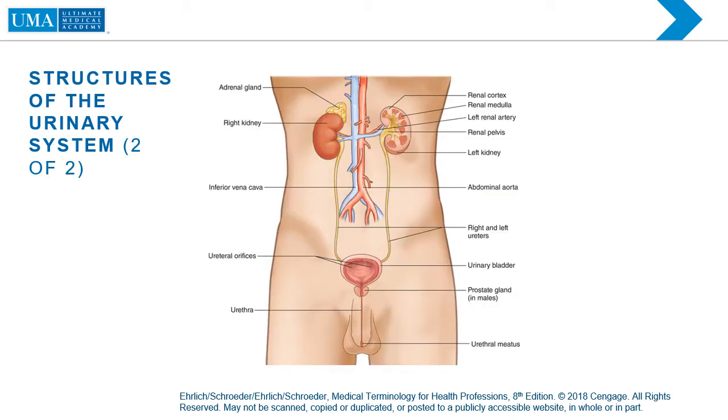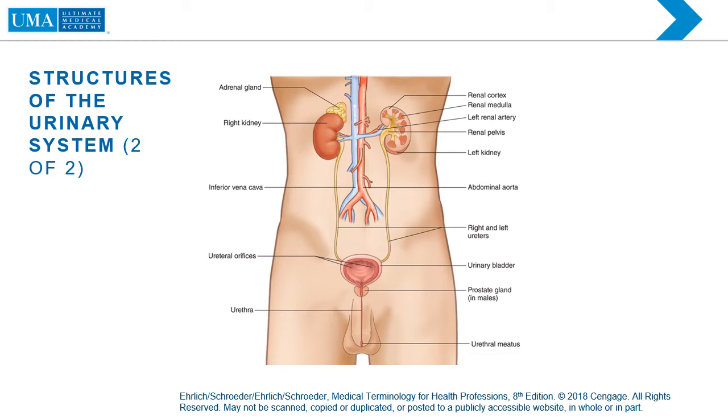Here we have the urinary system. This is also referred to as the urinary tract, and it consists of 2 kidneys, 2 ureters, 1 bladder, and 1 urethra. Note, the adrenal glands, which are part of the endocrine system, are located on top of each kidney. Notice there's a pair of kidneys.